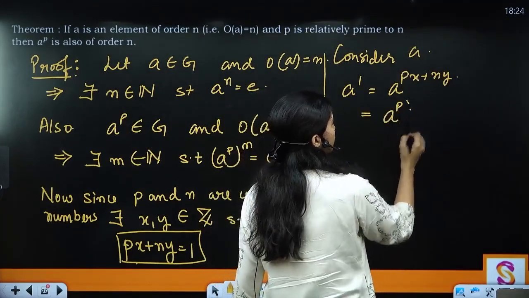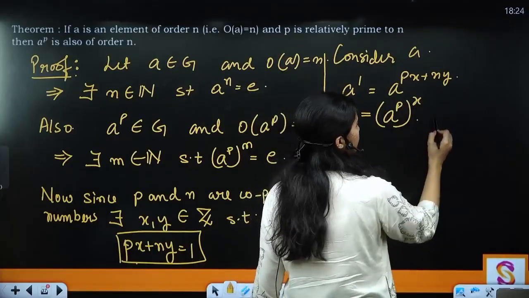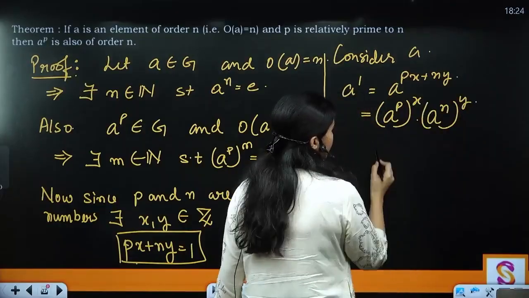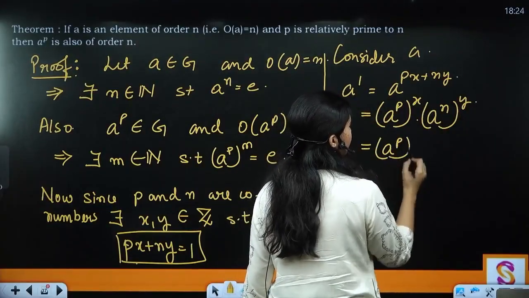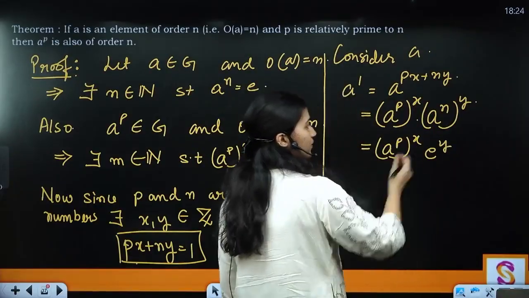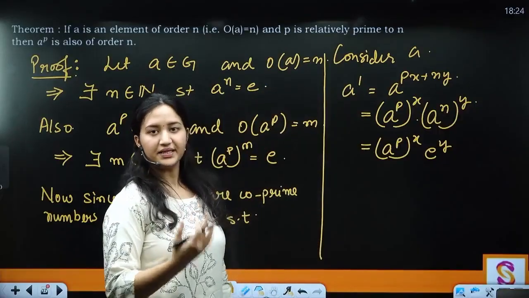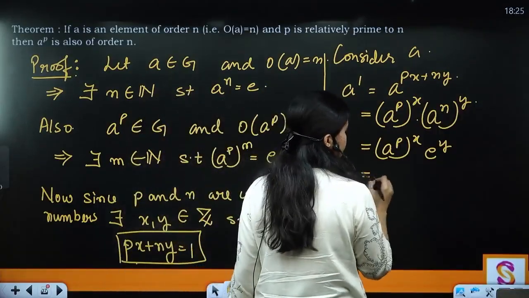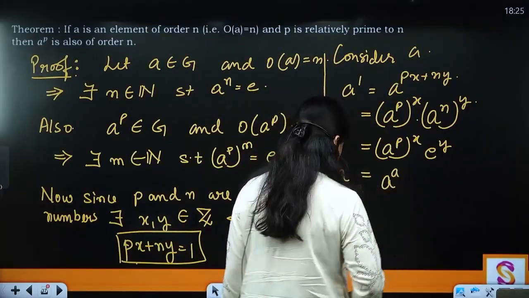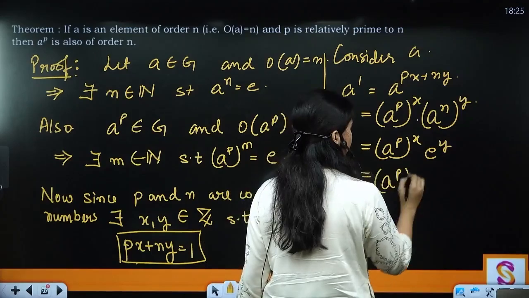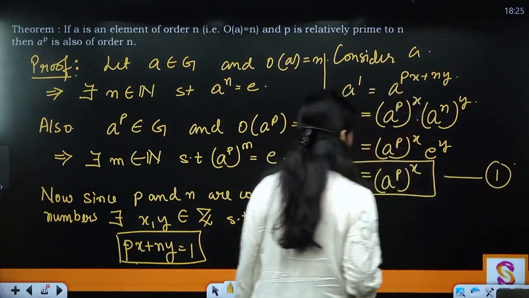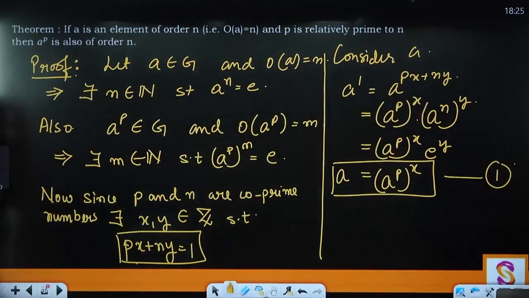So (a raised to the power p) raised to the power x dot (a raised to the power n) raised to the power y. Now (a raised to the power n) raised to the power y is going to convert to e raised to the power y, which is e. Why? Because a raised to the power n equals e only, right? Now this implies that a equals (a raised to the power p) raised to the power x, right? Let us name this equation as 1. Clear?